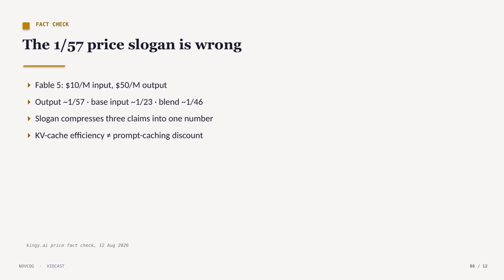It flags a second conflation too. The architecture's KV cache efficiency is not the same thing as the prompt caching discount on your bill. One is an engineering property, the other is a pricing policy.